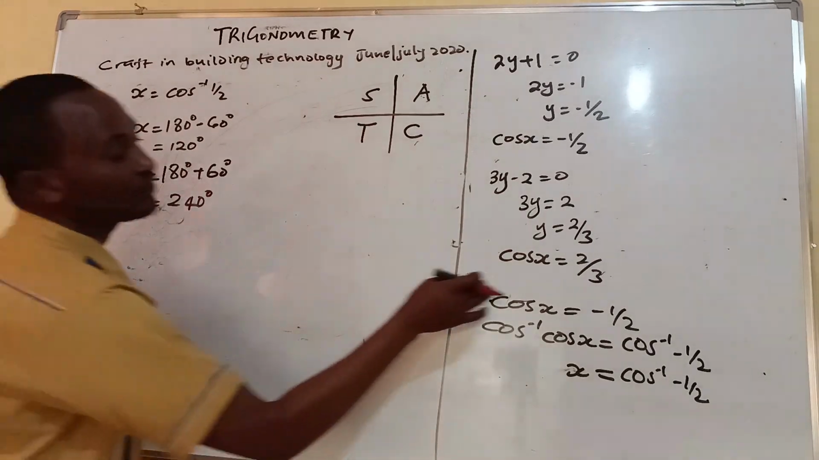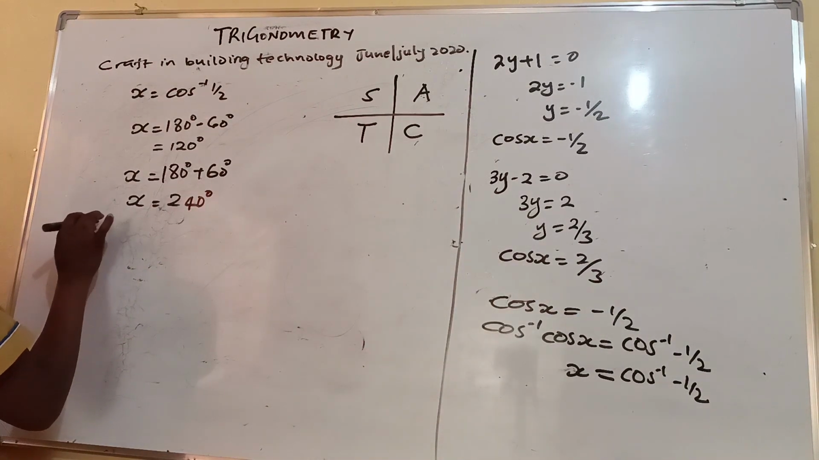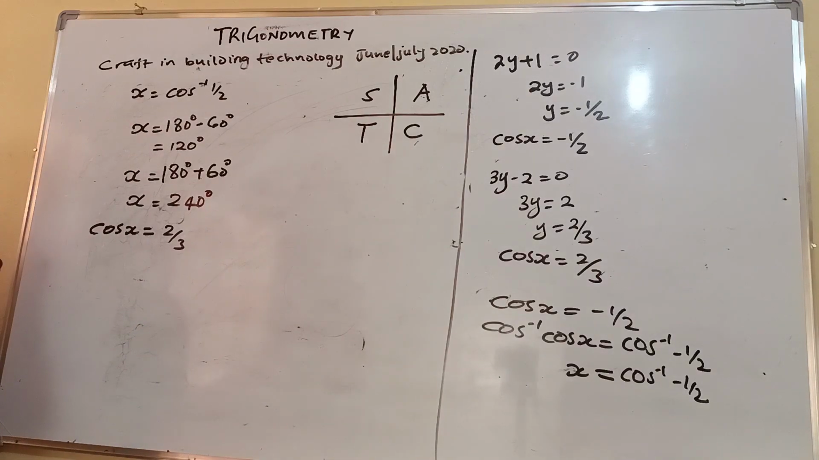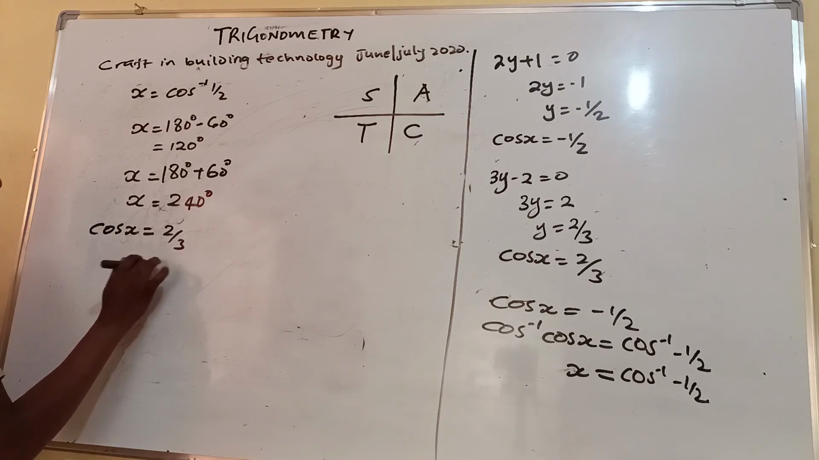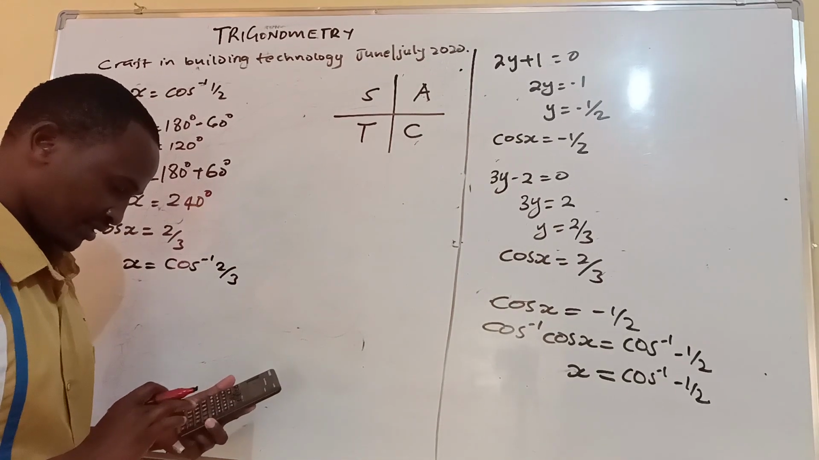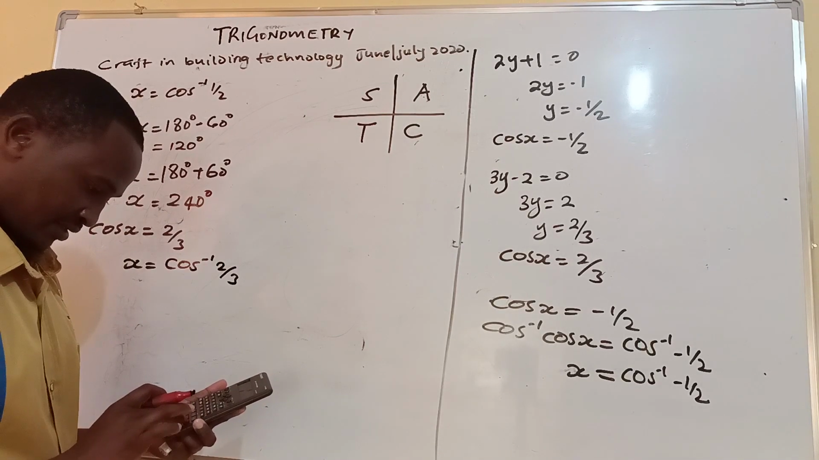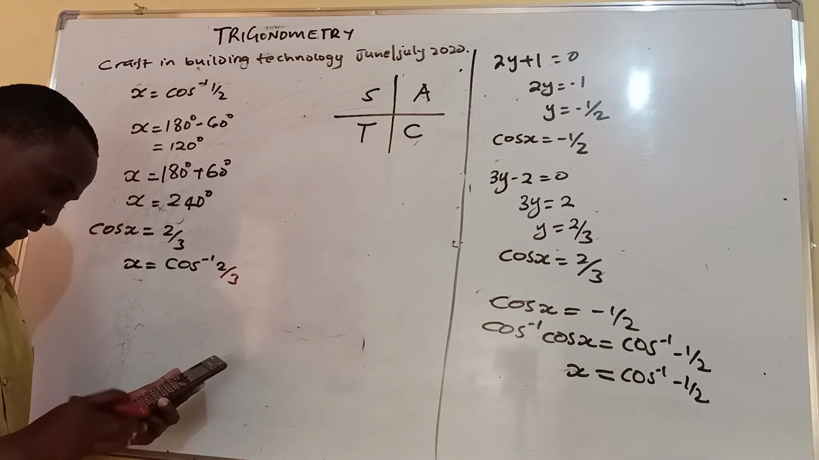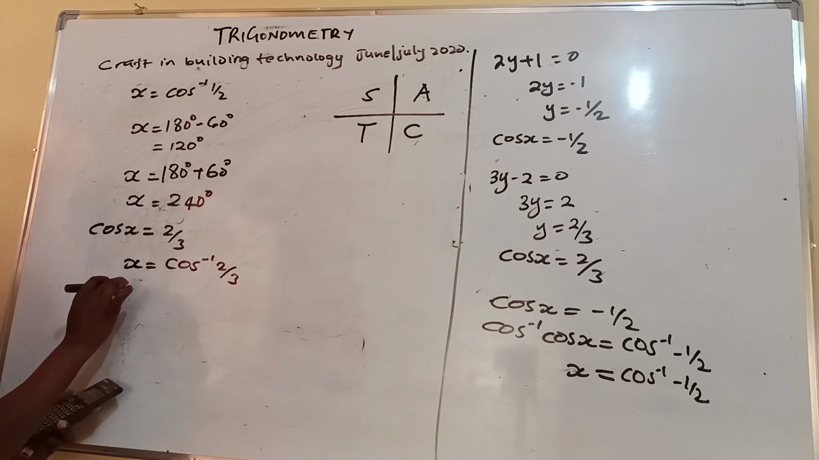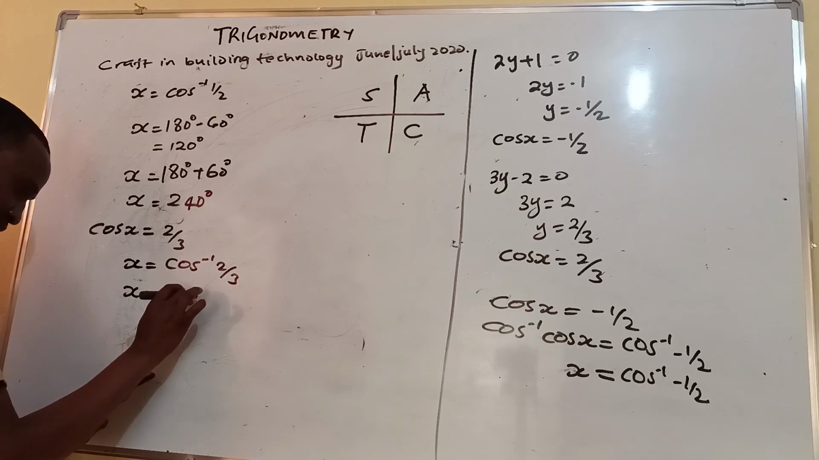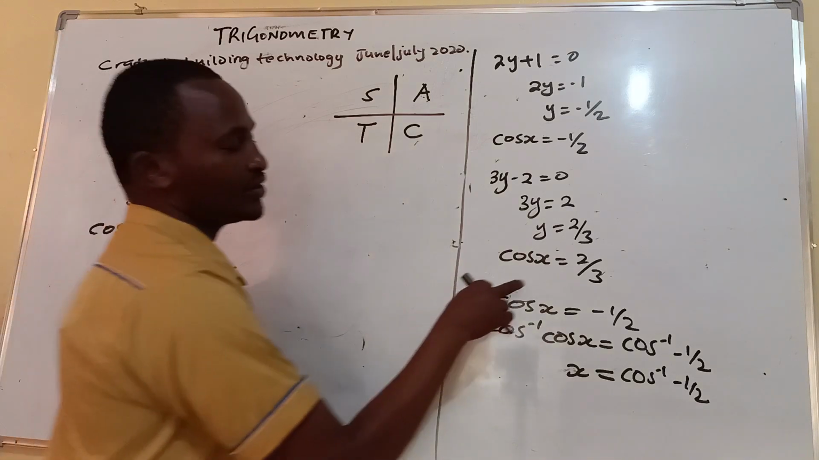We are not done yet because we still have another equation. We still have cosine of x is equal to 2/3, or if you apply the cancellation equation, x is equal to cos inverse 2/3. Let us work it out using a calculator. We have 2 divided by 3 is equal to 0.66. Cos inverse of that is 48.189 or 0.9 degrees.